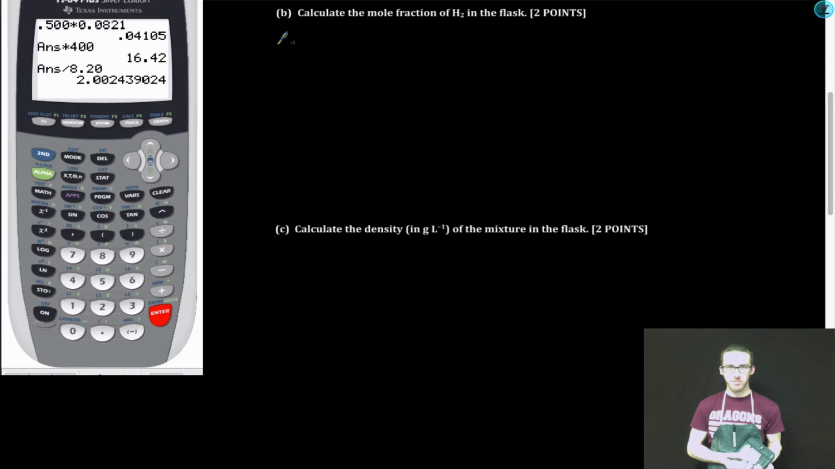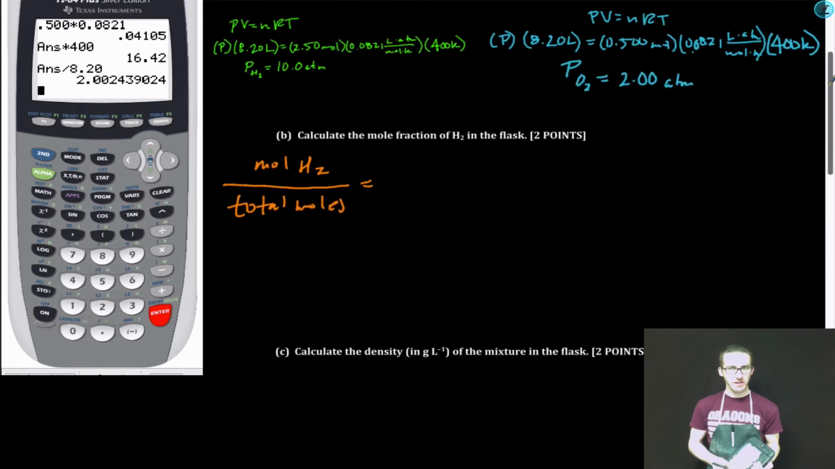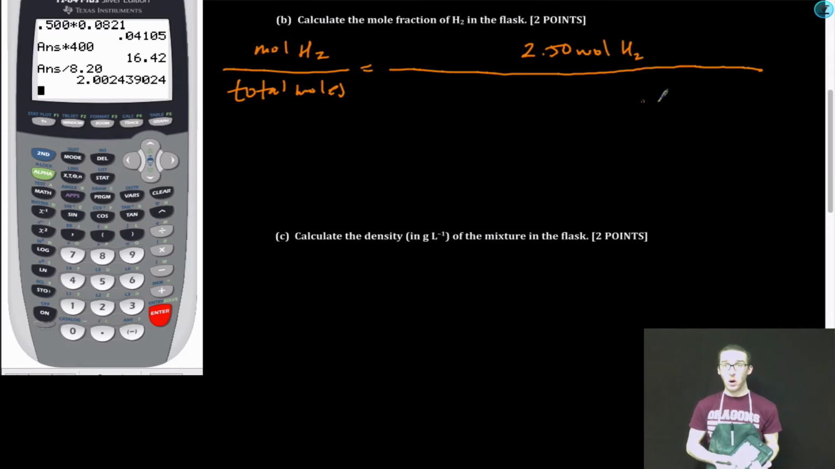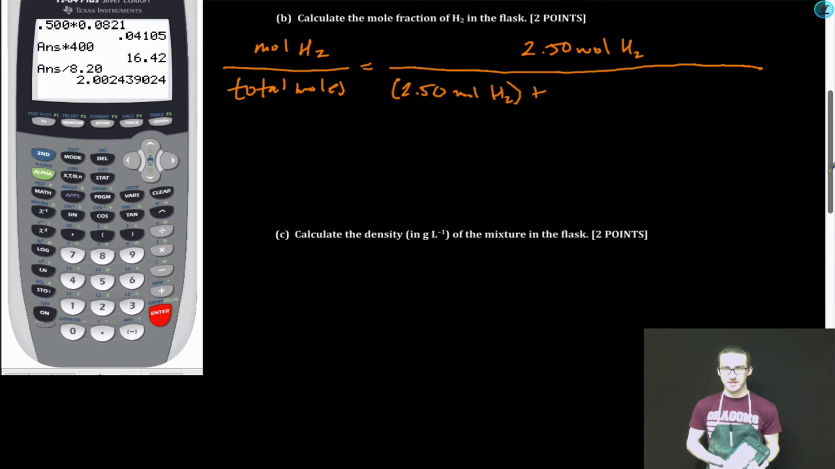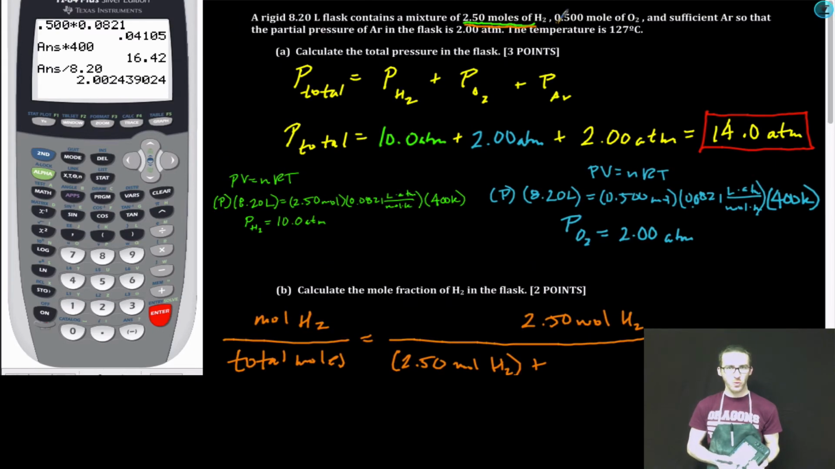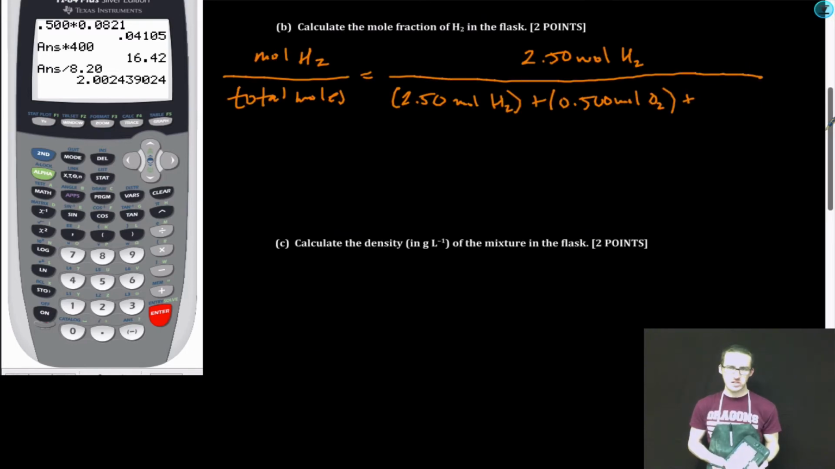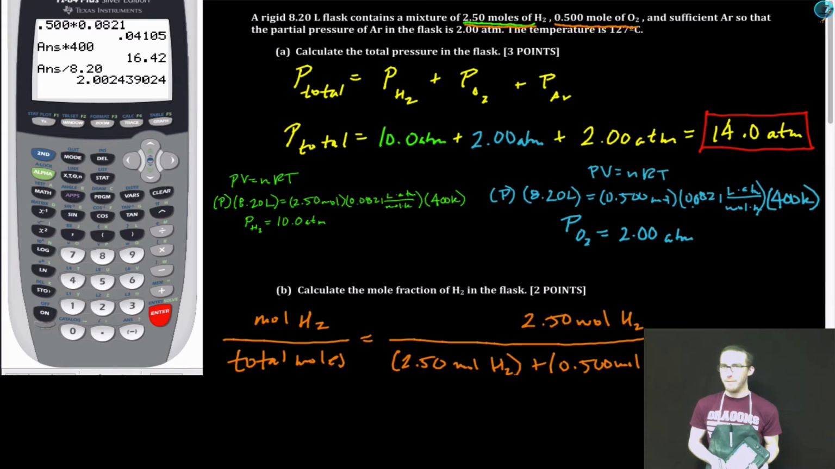Well, remember that mole fraction is our moles of hydrogen over the total moles of gas. Now, scoot back up and take a look at the problem. We are already told the number of moles of hydrogen, 2.50. Our total moles of gas are going to be the 2.50 moles of hydrogen plus, scoot back up here, oh, we're already told the number of moles of oxygen. Plus, our last gas is argon. Scoot back up here. Aw, man. College Board, always making me work for it.